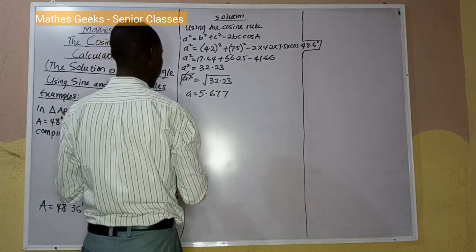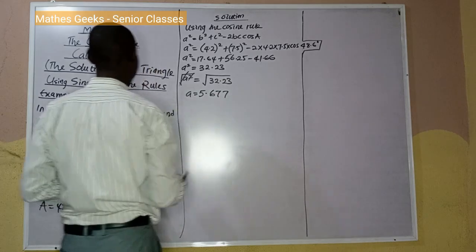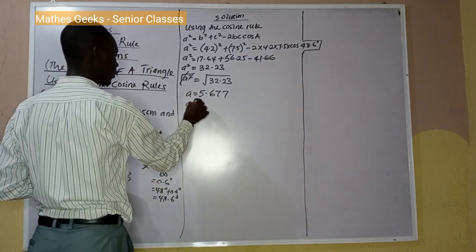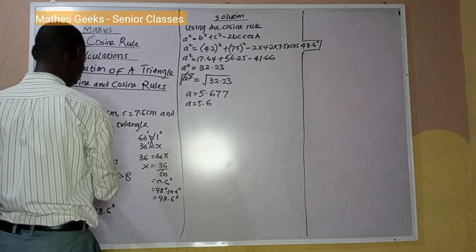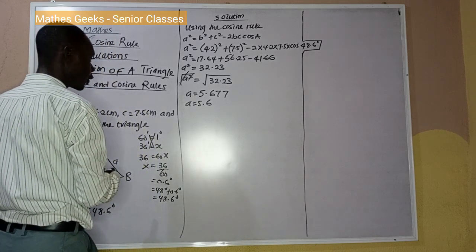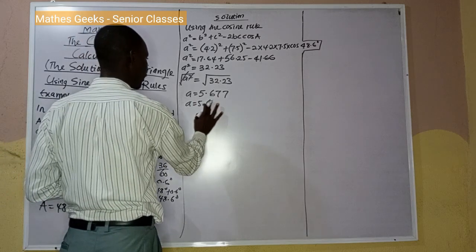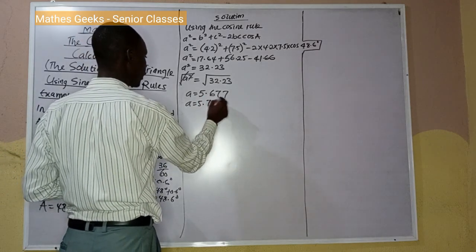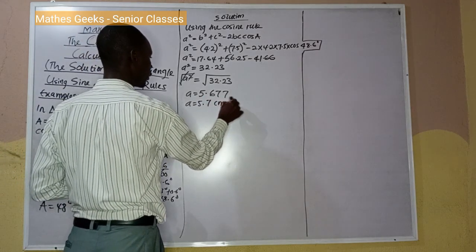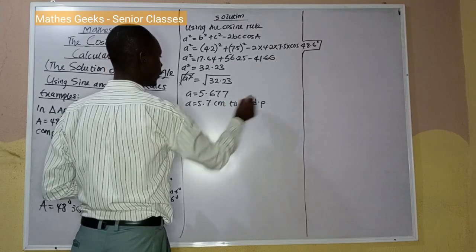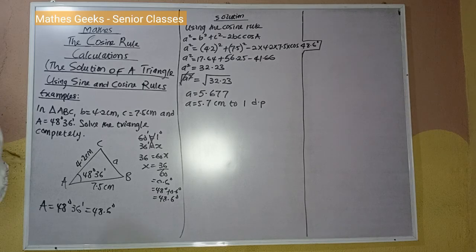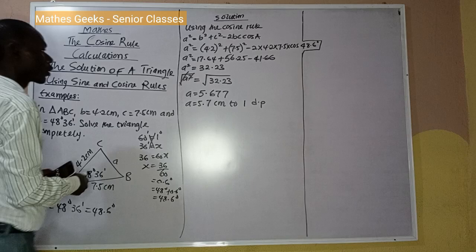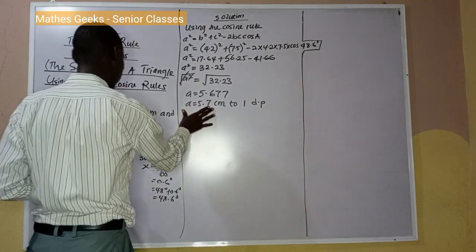5.677. So A is equal to 5.68. Since the figures here are in the nearest one decimal place, I'm going to say 5.7 centimeters to 1 dp. So that's the value of A. From here we determine the value of A.